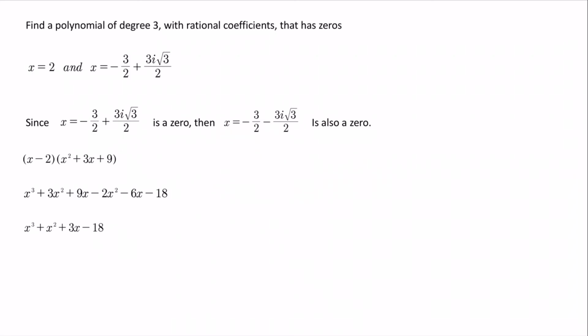So now we have found a polynomial of degree 3 with rational coefficients that has the zeros x equals 2, x equals negative 3 halves plus 3i root 3 over 2, and then we infer from this zero that we also have the zero x equals minus 3 halves minus 3i root 3 over 2.